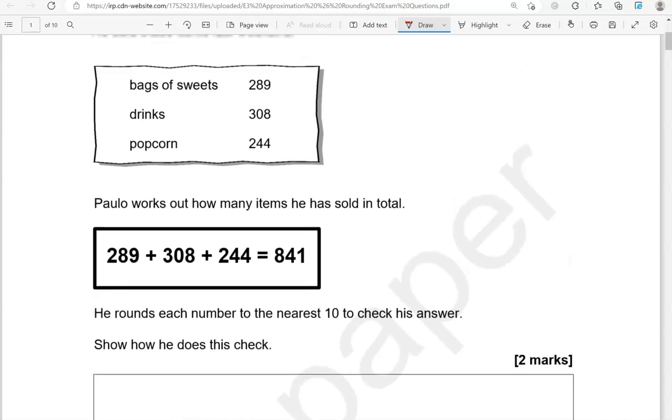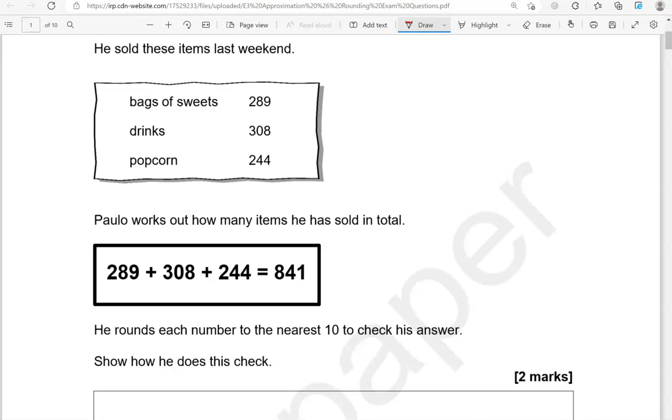Okay, so we're going to round these numbers to the nearest 10. So the first thing to do is to locate where are the tens. And that's the 8 here, because we've got 289. So 80, that's the tens. 8 tens. For the drinks, 308. So there are no tens, that's a 0. 0 there tells us that there are no tens. Popcorn, 244, that's 4 tens. So we're going to take these in turn to round them to the nearest 10.